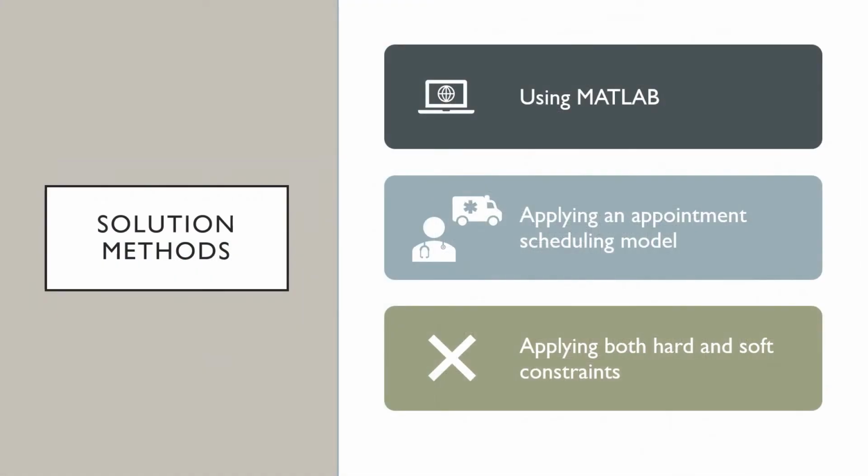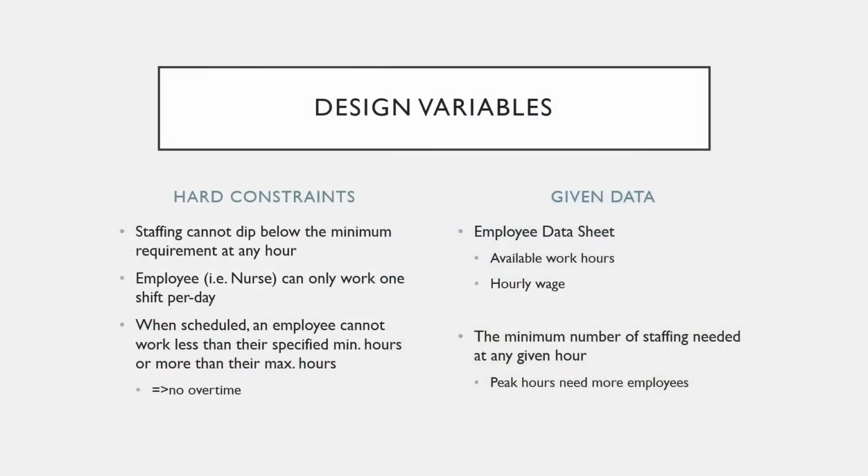The following is the solution method to this optimization problem. Applying MATLAB in an appointment scheduling model, it will apply both hard and soft constraints. Hard constraints are those where, if the constraint fails, it will result in the entire schedule becoming invalid, whereas the soft constraints are desirable, but if they are not met, it won't invalidate the schedule. This program has the potential to go across all constrained scheduling fields. The following provide the design variables for the problem.